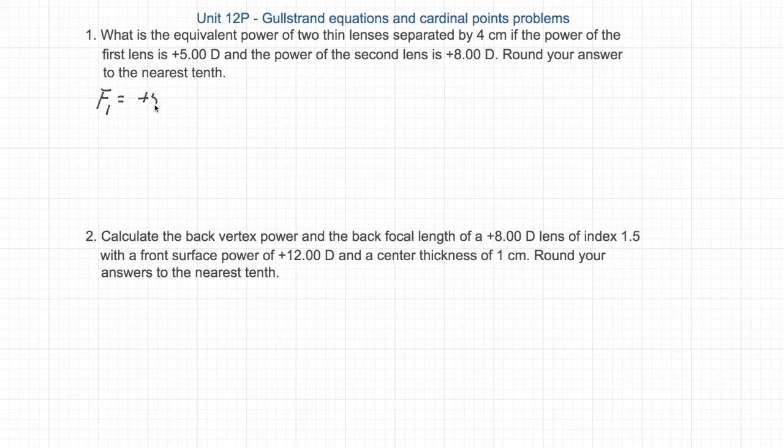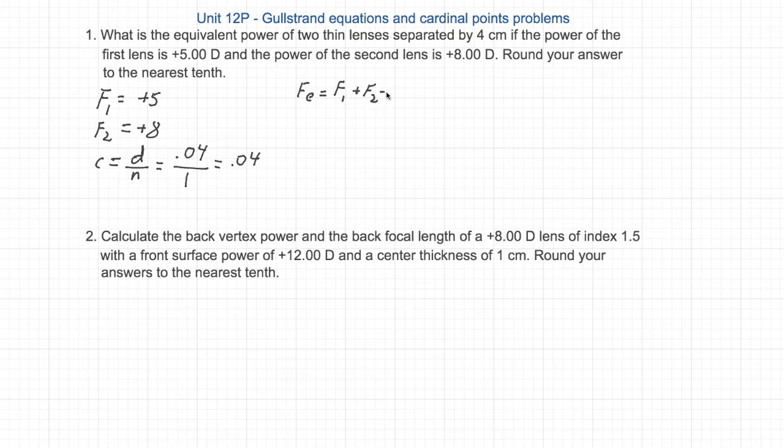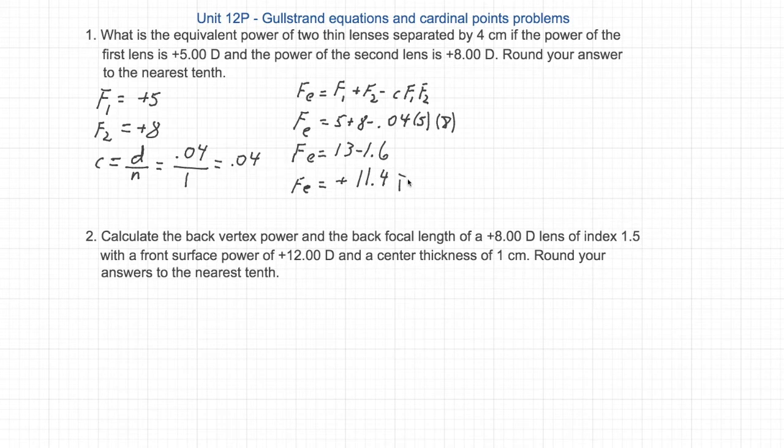So F1 equals plus 5, F2 equals plus 8, C equals D over N. The distance between the lenses is 4 centimeters. We have to convert that to 0.04 meters because the powers, F1 and F2, are equal to 1 over the focal length in meters. And the two lenses are separated by air with an index N of 1. This is Gullstrand's equation. And we plug in what we know. And we do the math, and we find that Fe equals plus 11.4 diopters.